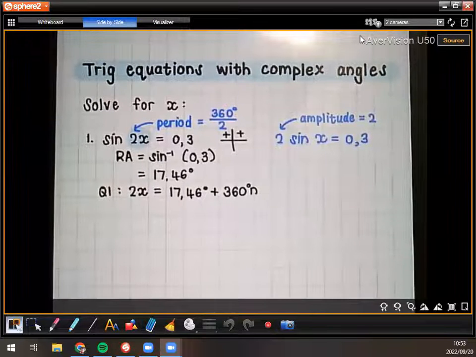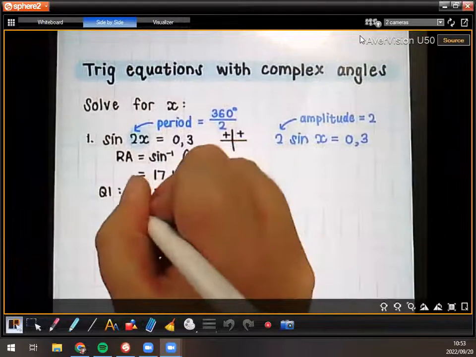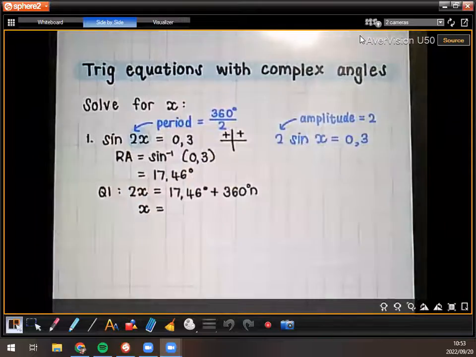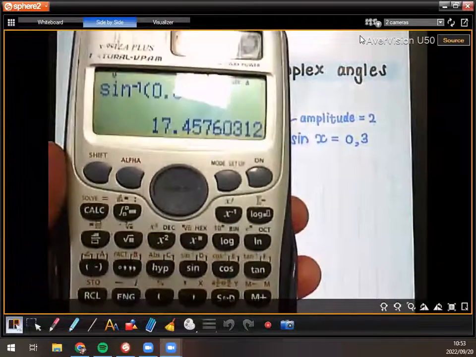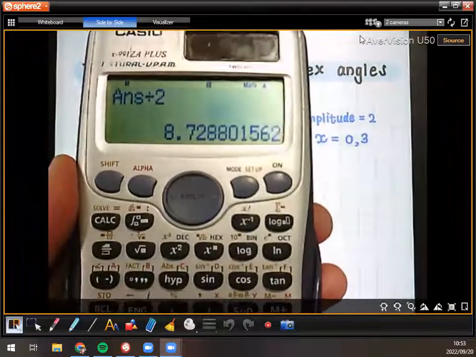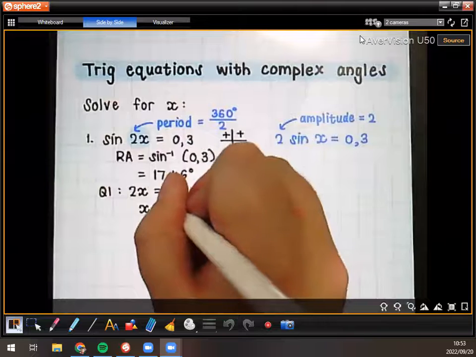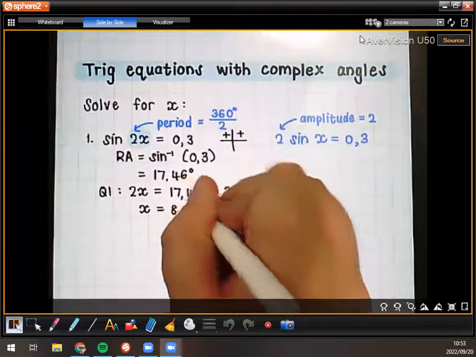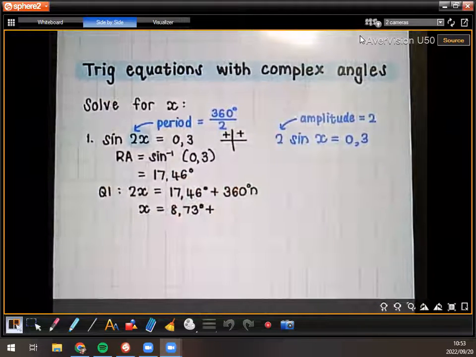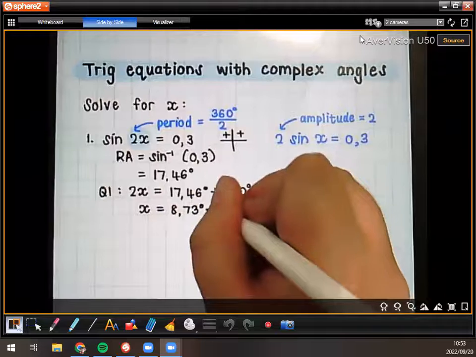Okay, so we have an extra step in that thing. Your first steps are exactly the same, but now because your angle was more complicated, you need to get rid of that 2 now. So you're going to say x is equal to, just on your calculator, you can divide by 2, 8.73, plus, what's 360 divided by 2? 180.